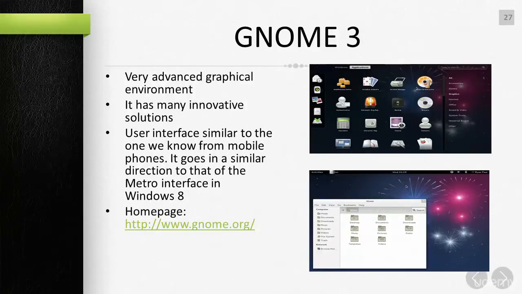The GNOME environment is available in practically every distribution. Some of them have it as a default, like Fedora. The Ubuntu system has the Unity environment, which is based on GNOME and is very similar in appearance and the way it works to the one offered by Fedora.